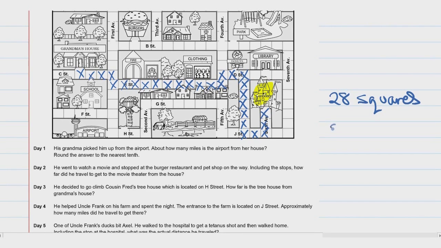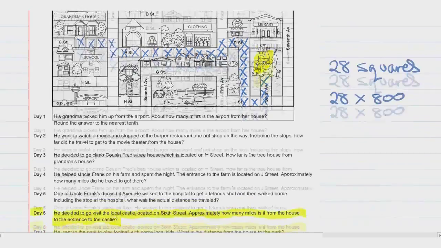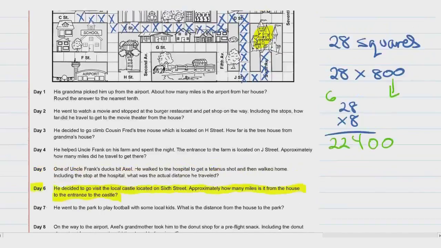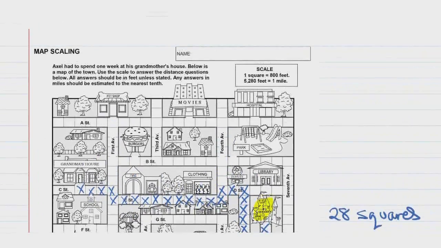And I take those 28 squares and times it by 800. Again, I don't worry about the zeros, so I do 28 times 8. And 28 times 8, 8 times 8 is 64, carry a 6. 8 times 2 is 16, plus 6 is 22. And then I put back in the 2 zeros to get 22,400. So then I'm going to come up here.